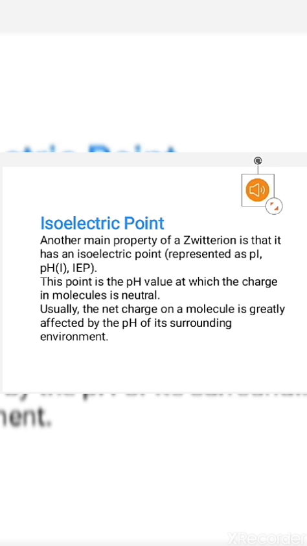Zwitter ion and isoelectric point, these two are very important points which may be asked in the exam. So please keep in mind, zwitter ion means having both the terminals positive and negative, and isoelectric point means the pH at which amino acids are mostly available in the form of zwitter ions and they do not move towards any one of the electrodes.